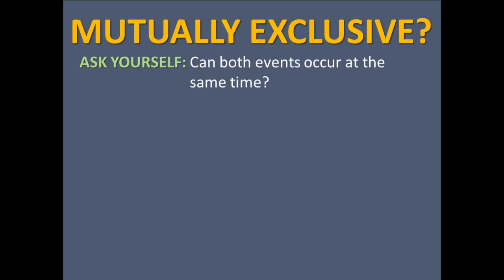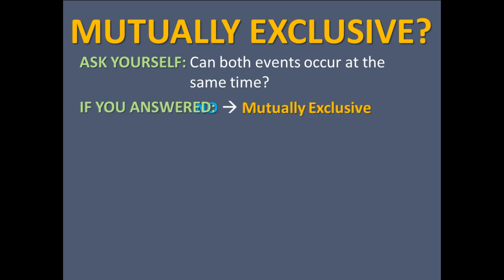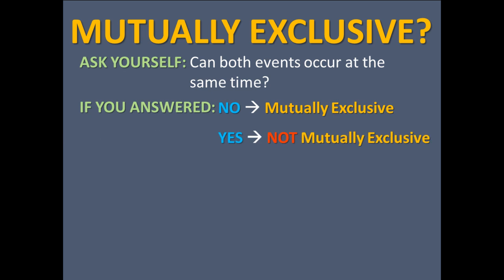So as a little recap, we talked about mutual exclusivity and independence. With mutually exclusive events, we had to ask ourselves, can both events happen at the same time? If the answer was no, then the events were mutually exclusive. If the answer was yes, then the events were not mutually exclusive. They could happen at the same time.